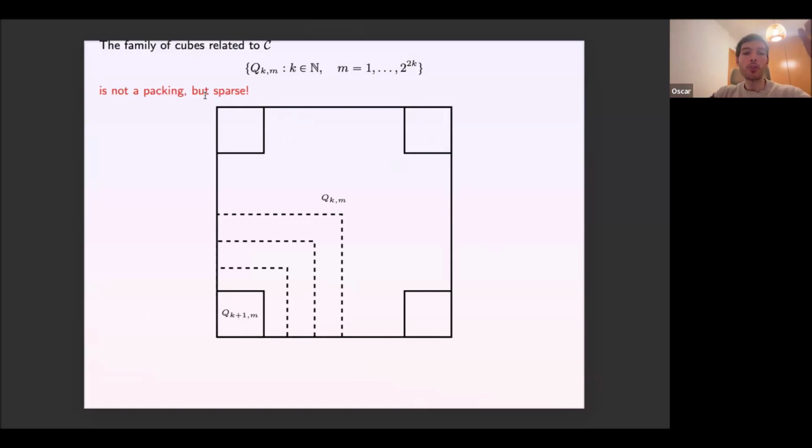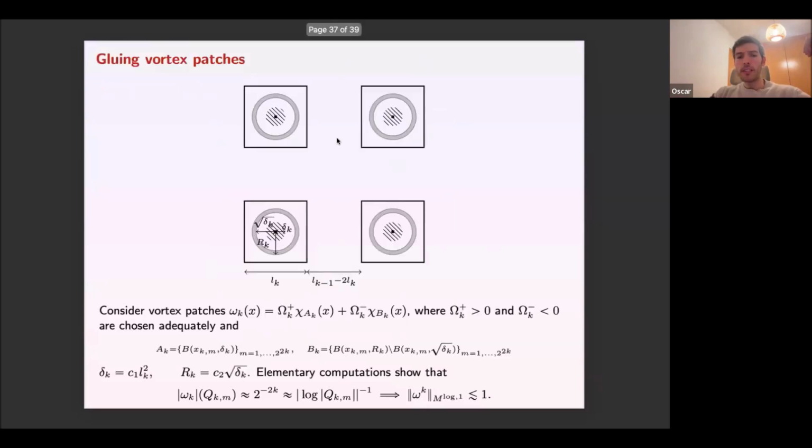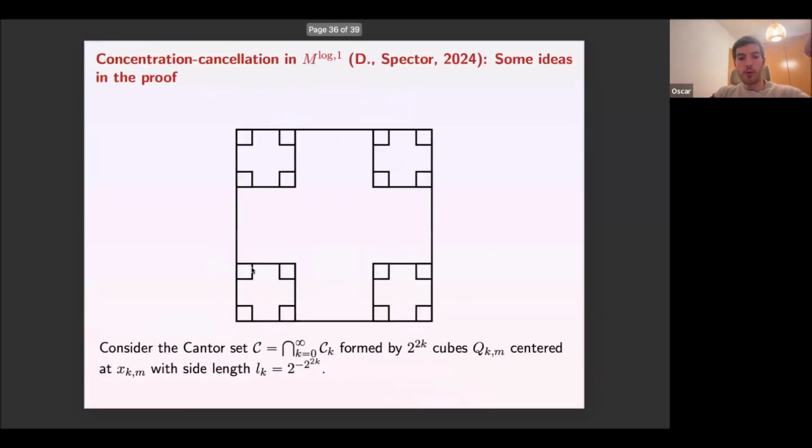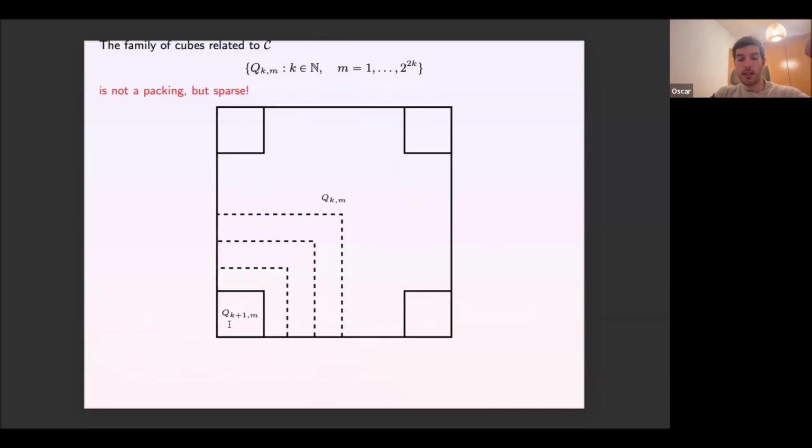And then to get this, we are going to use sparseness in the following way. All right, so consider this cube, and now consider the corresponding descendant, for instance, this one. Note that this family of cubes is not a packing. Of course, this one overlaps its ancestor, but they determine a sparse family of cubes, because from here to the original cube, one can construct a dyadic tower of cubes.